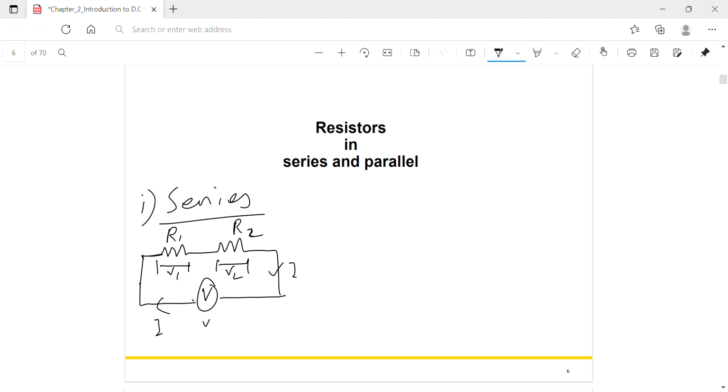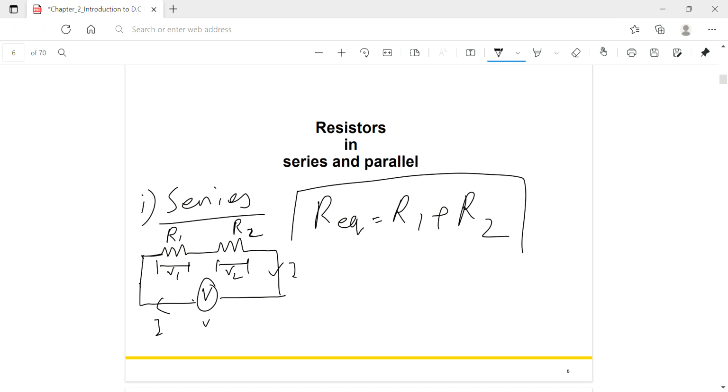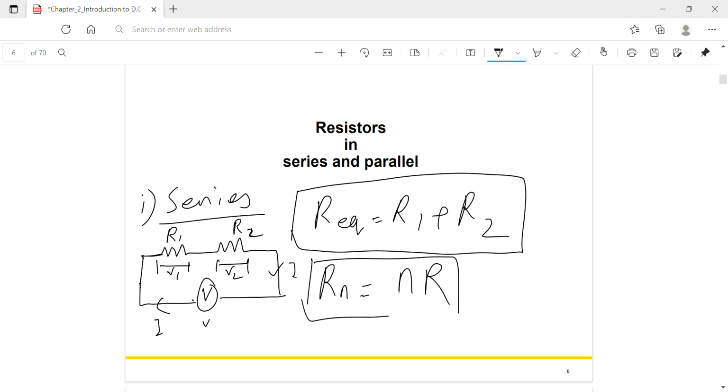So in series, the equivalent resistance R equivalent is basically R1 plus R2, and if n number of resistors are connected, then R equivalent equals R1 plus R2 plus up to Rn. That is the main thing, and here the current is always the same. So these are the things we have to remember in the case of series.